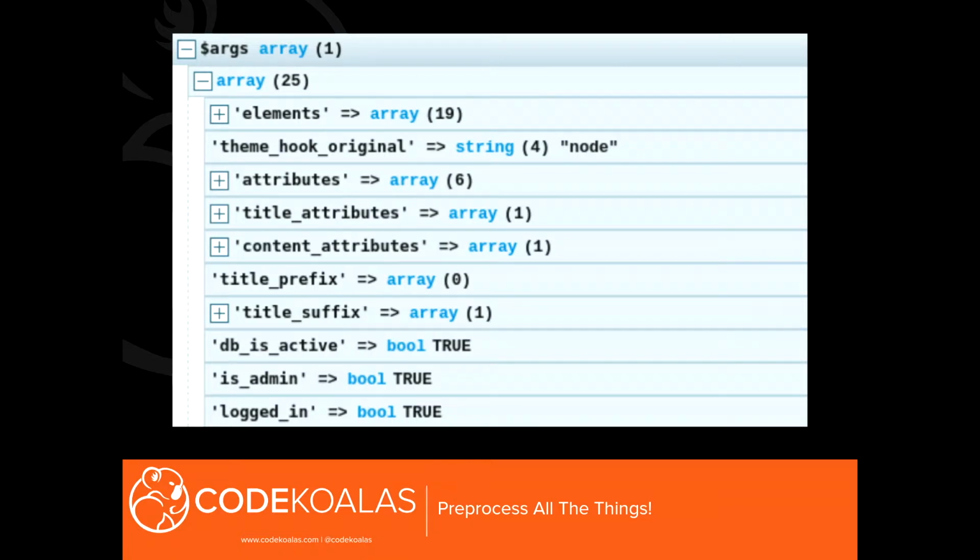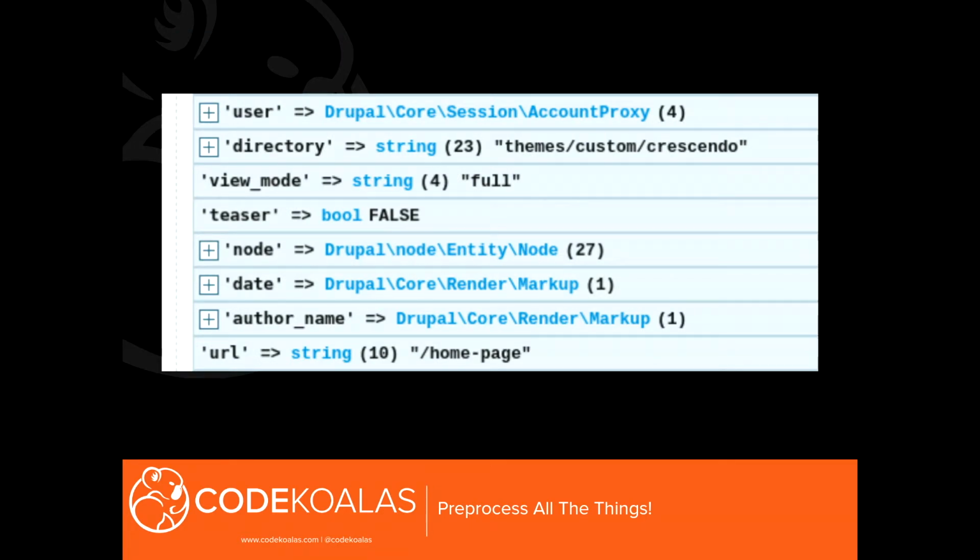So here I've done a preprocess and exposed the node variables, and so you have a lot of things here. You have the elements that are on the page, if the user's logged in, content, attributes, classes, theme hook original. And here is just more of that. I couldn't get it all on the same page.